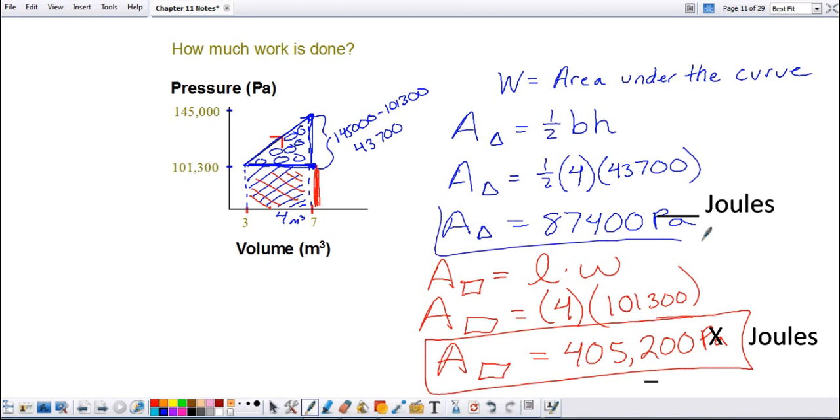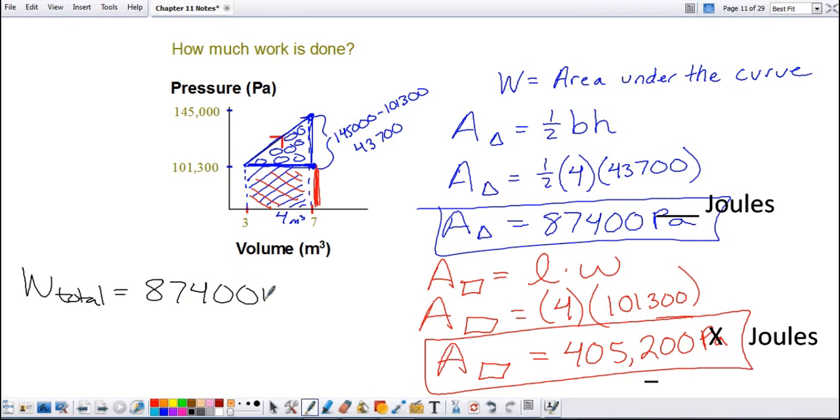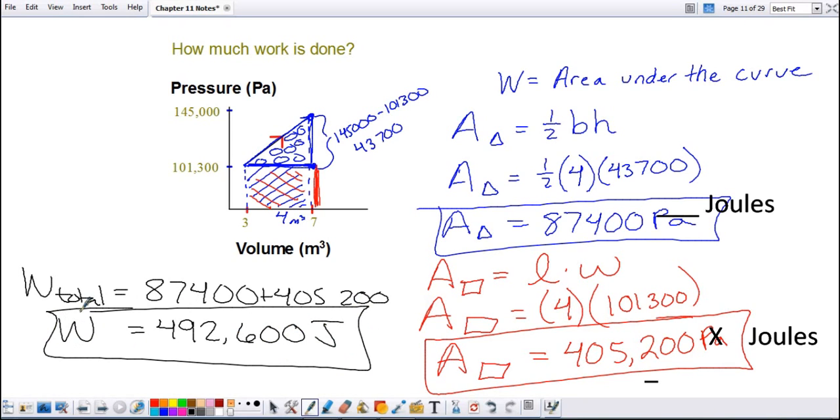If we want to know the total amount of work that was done, we need to add these two together. So the work total is going to be equal to 87,400 plus 405,200, which gets us a total amount of work of 492,600 joules. Okay, now one thing to keep in mind is that this process was going to the right. The volume was increasing. Therefore, this is a positive number. Okay, a positive amount of work was done.